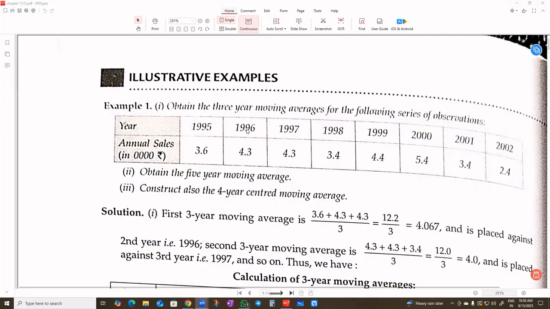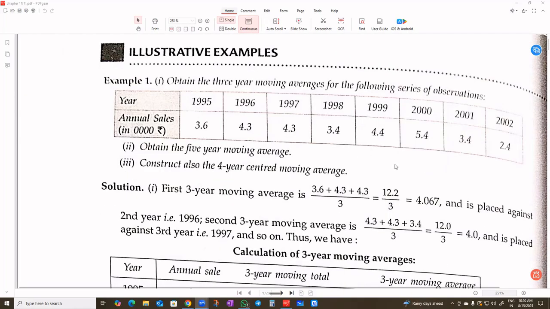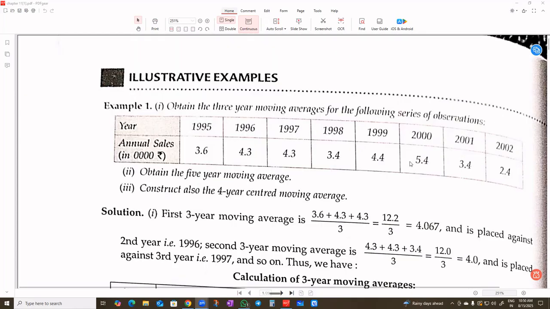Look at example 1. Obtain the 3 years moving averages of the following series of observations. Remember, 3 years means an odd number. So how do we solve this question? This topic is very important. Sometimes it will be given as a 5 marks question or sometimes a 3 marks question.